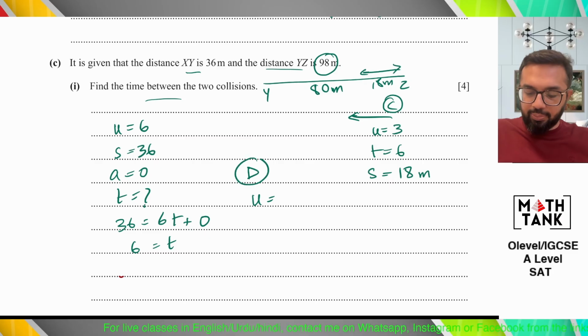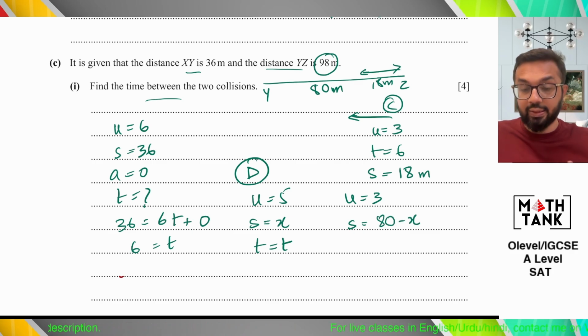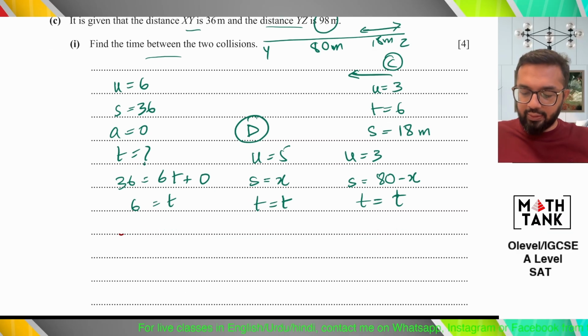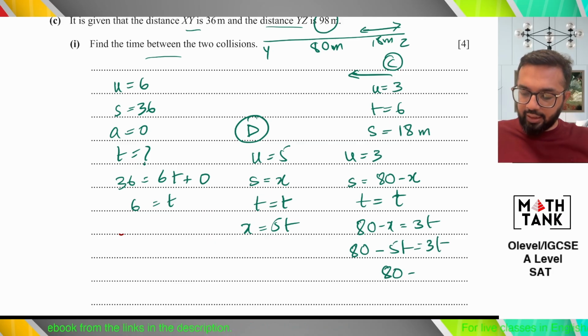In those 80 meters, both were moving. D had a combined speed of 5. Let's say it had to travel a distance of x meters in time t. On the other hand, C was coming forward. It had already traveled a certain amount of distance. It had to travel the remaining distance, 80 minus x, and t was again t. S equals ut. And then I substitute 8t equals 5t plus 3t. 80 equals 8t, sorry. t equals 10.